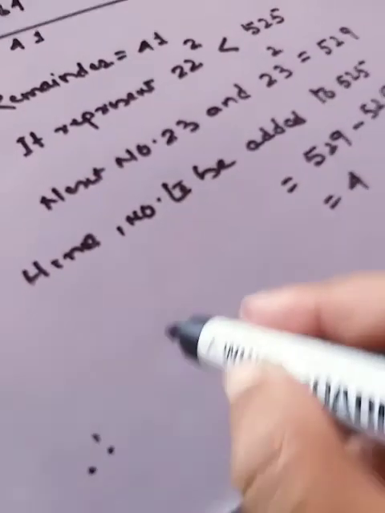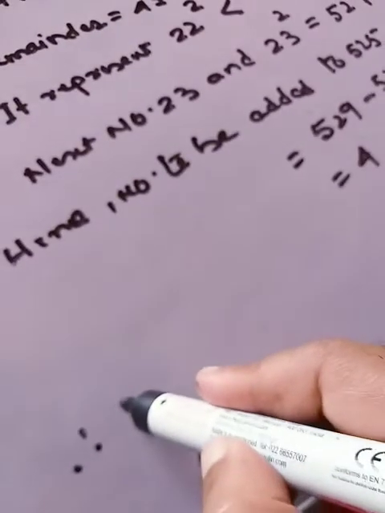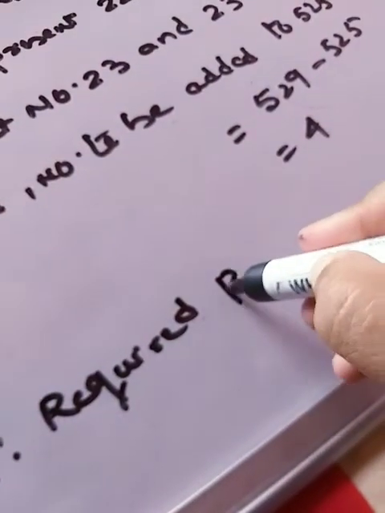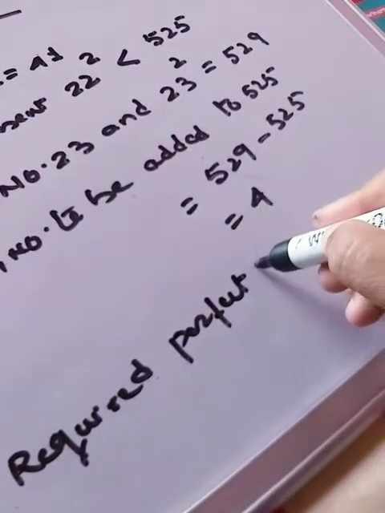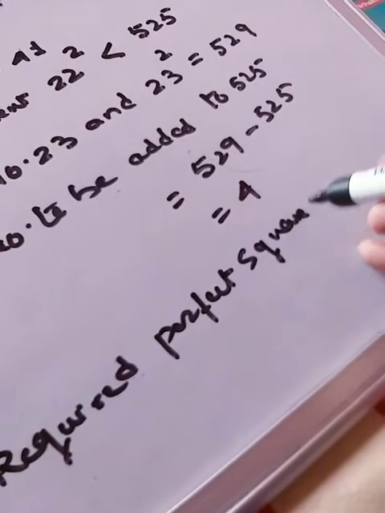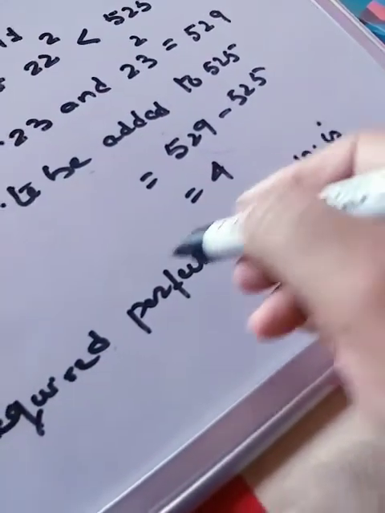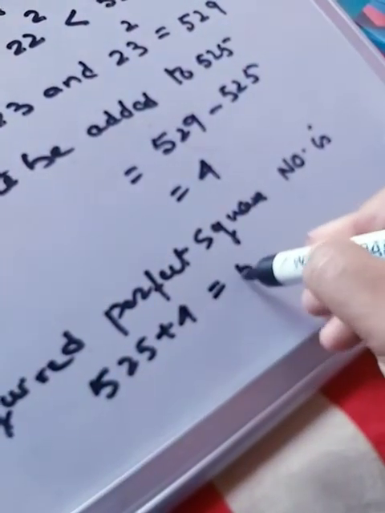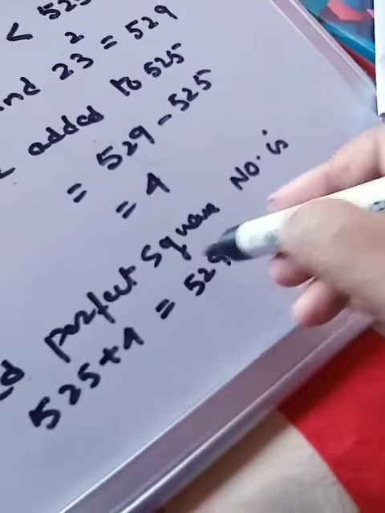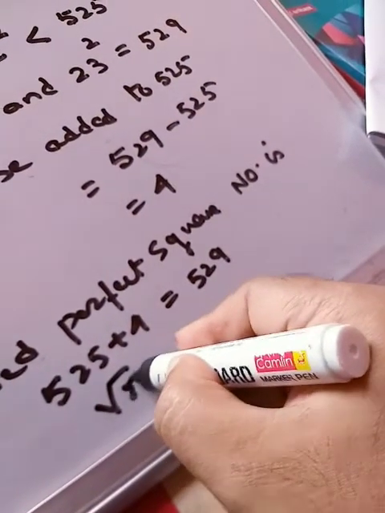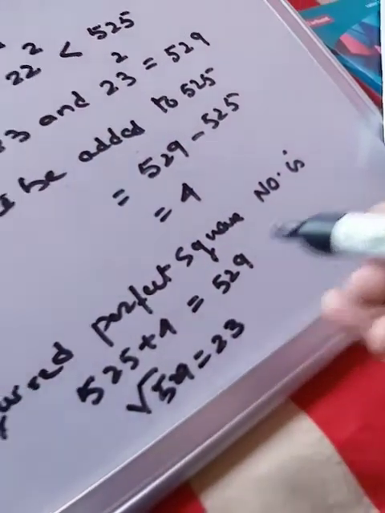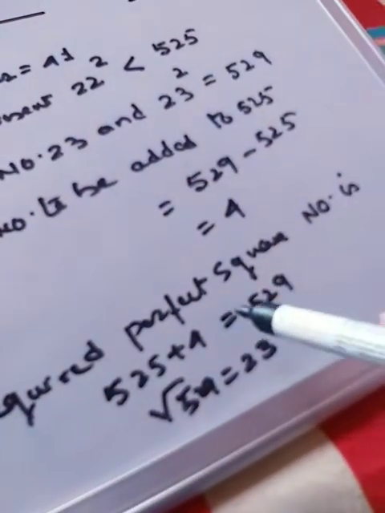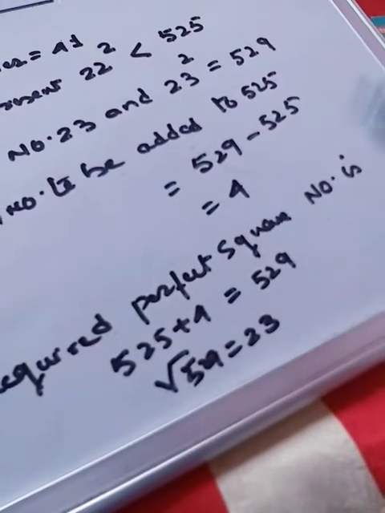So you will conclude your answer as: therefore, the required perfect square number is 525 plus 4, that is equal to 529, isn't it? And the square root of 529 is 23. Understood? See, I've added 4 to 525. I got 529, and when we took the square root of 529, we got 23.